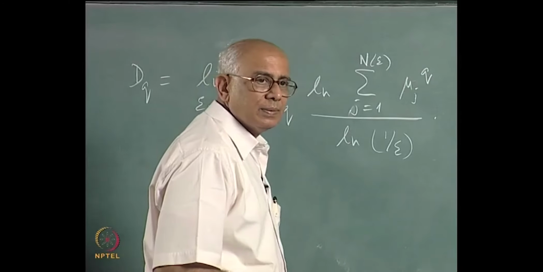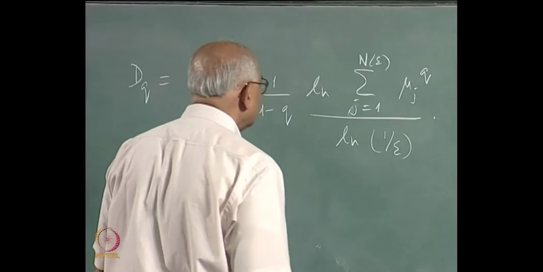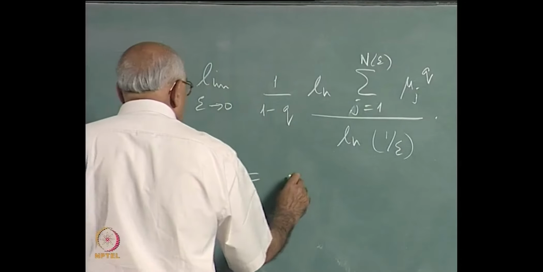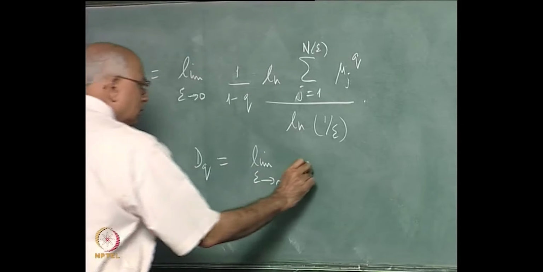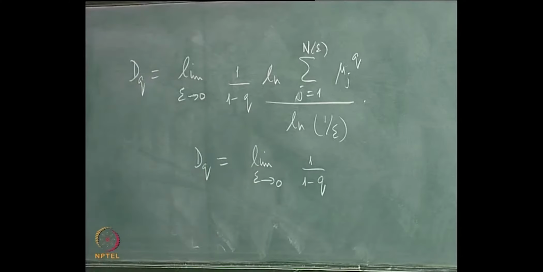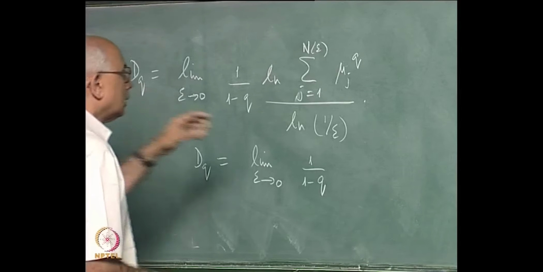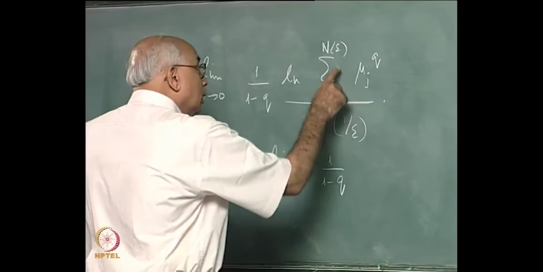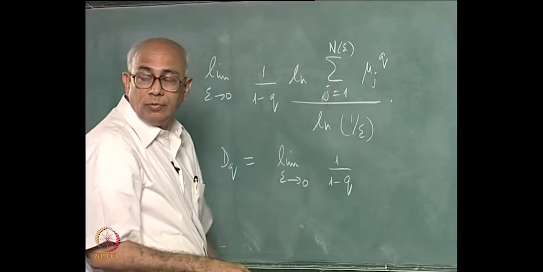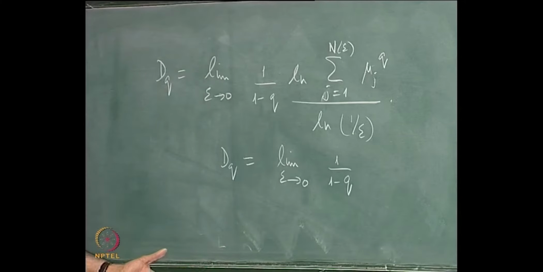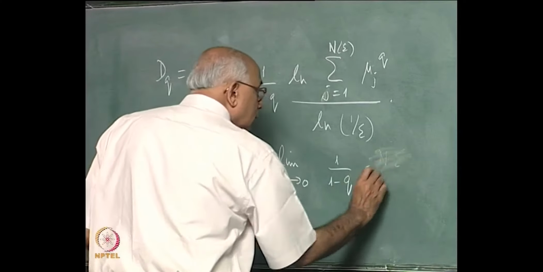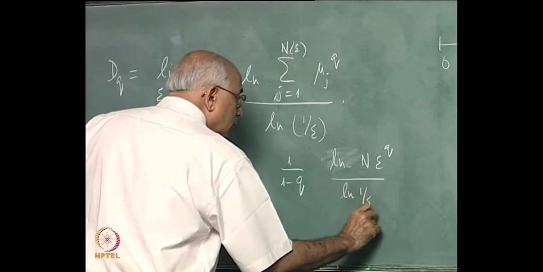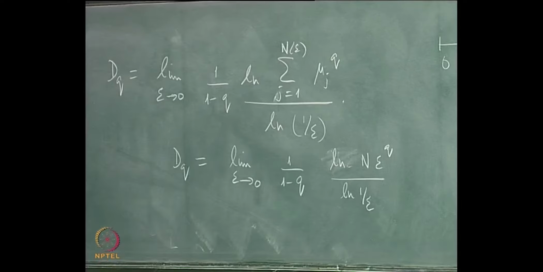So what happens here? What happens to this definition? It becomes trivial, right? So this is equal to the limit epsilon goes to 0 of 1 over 1 minus q, then what do you get up there? This is constant, right? So this thing here, n, that is the total number, and it is exactly the same for each of those cells. So what does it give you? N epsilon to the q, so log n epsilon to the power q divided by log 1 over epsilon, nothing more than that. And what is that equal to?